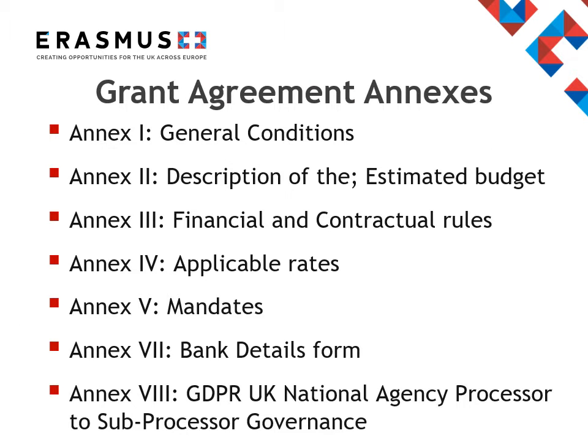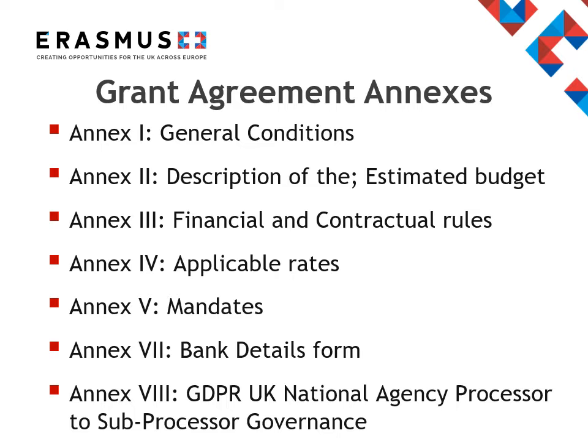You should have received the following documents along with your grant agreement. Annex 1, the general conditions. Annex 2, this is an important annex as it contains specific information regarding your budget and provides you with a clear breakdown as to the amount of funding you have been awarded for each budget category. Annex 3 is the financial and contractual rules. This contains clarifications on the use of the grant under the different budget categories.